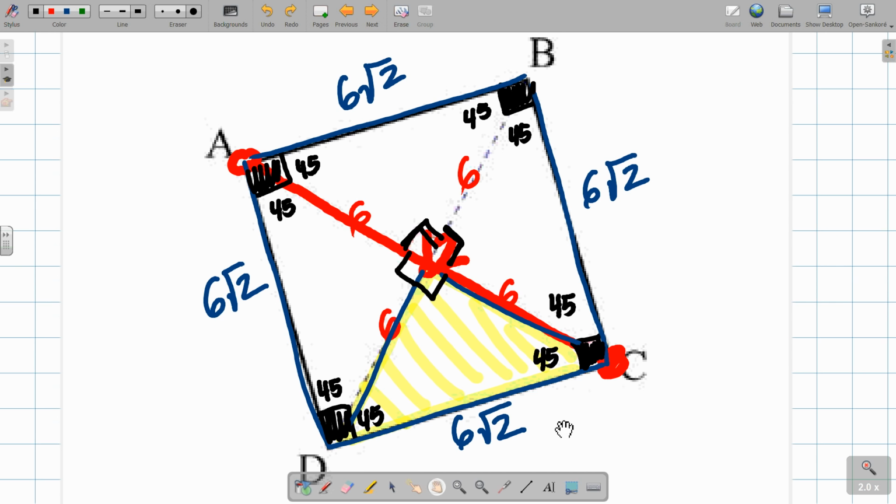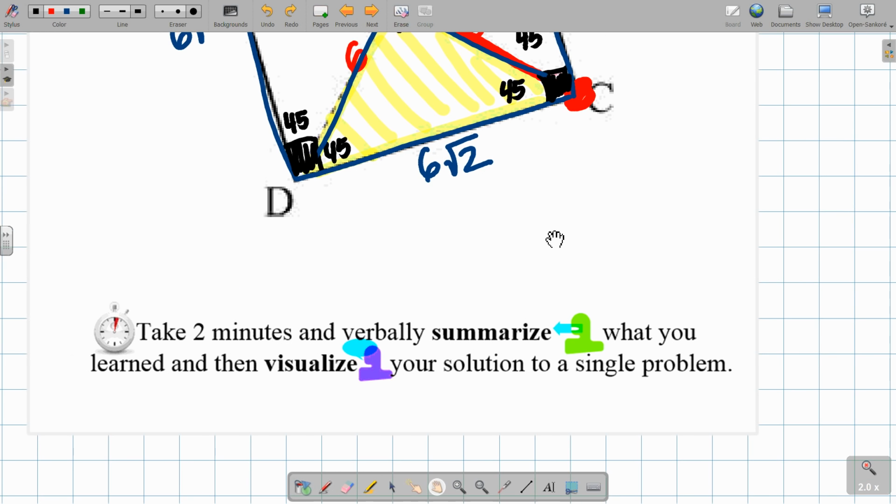Take 2 minutes. Set your phone for 2 minutes. This is very critical, and just verbally recap. Flip through all the pages, verbally recap to yourself a couple main concepts from each page.